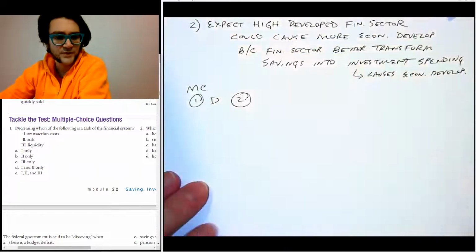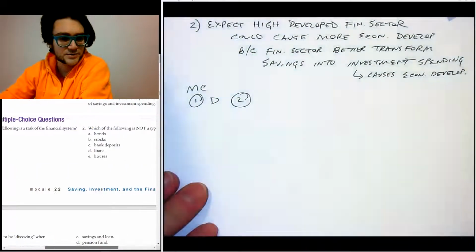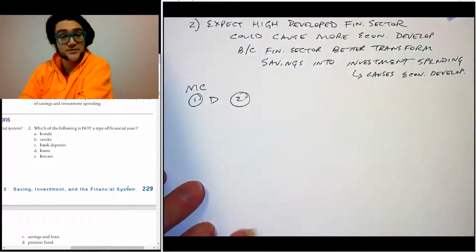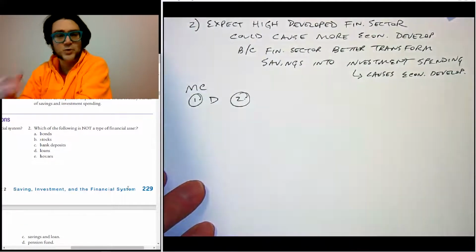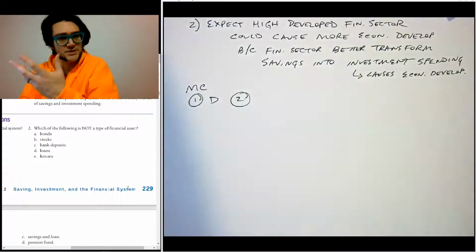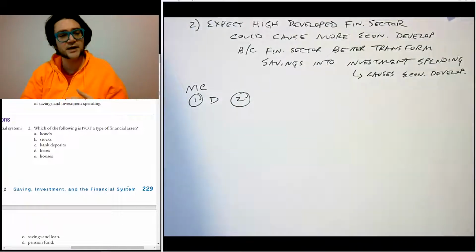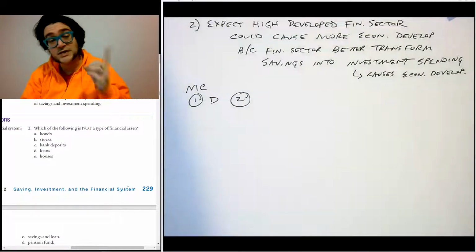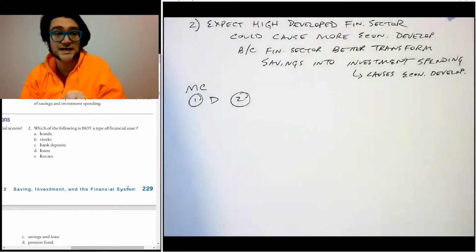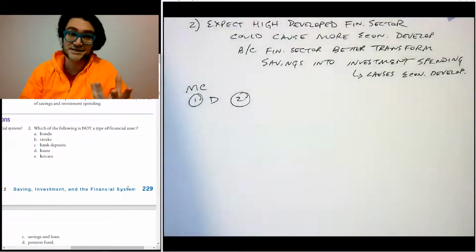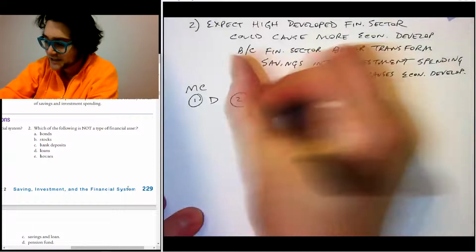Number 2, take a look here. Which of the following is not a type of financial asset? We know that bonds are a financial asset. There's something of value that's intangible derived from a contract. We know that stocks are. Bank deposits are. We know that loans are. However, houses are not. Houses are not a financial asset. They're a physical asset. So that's the tricky one on this one, E.